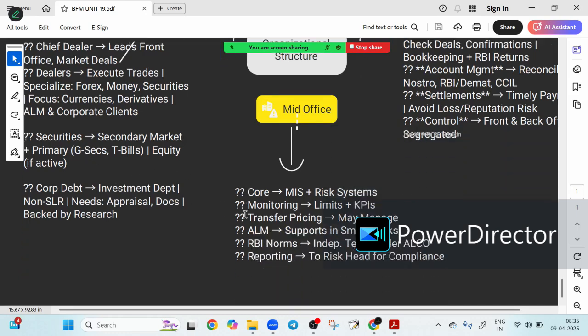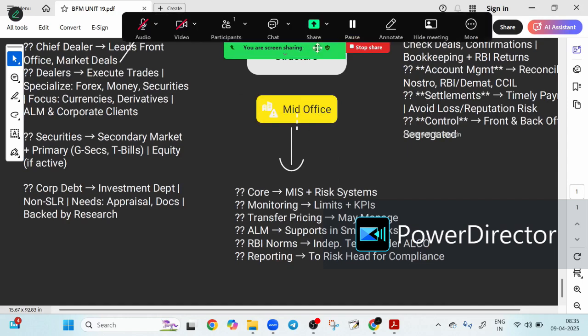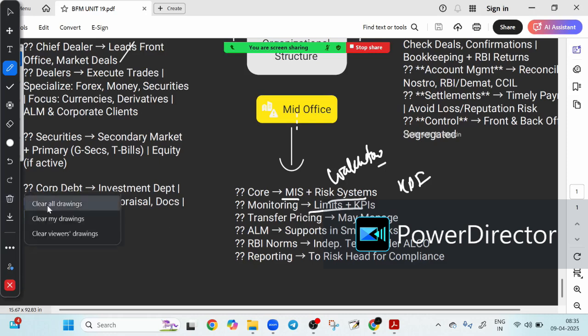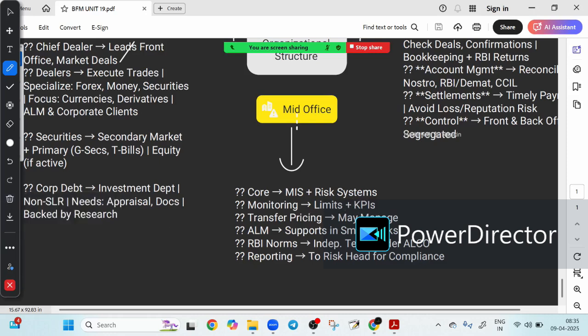If you look at the mid office, it is the brain that monitors risk and compliance, right? Basically, this is the watchtower of the treasury, tracking risk, performance, and compliance. It manages MIS, management information system, and risk system, ensuring KPI monitoring, key performance indicator monitoring, and it sets the trading limit.